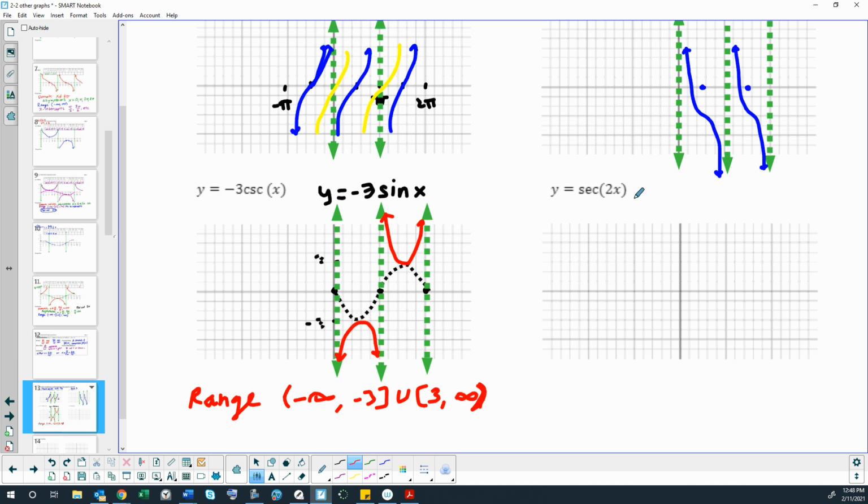Okay, last one here is the change in the period of the graph. So let's change this to a cosine.